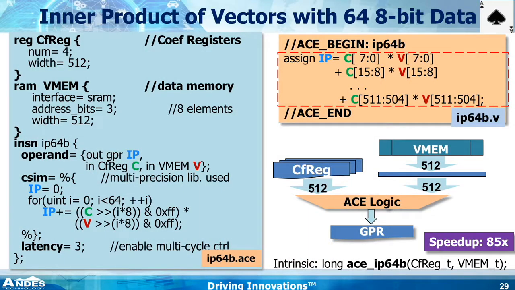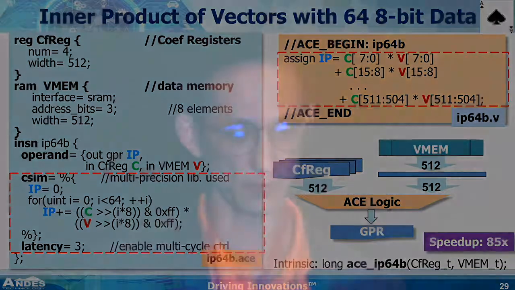So what about the C code, the C simulator part? Because C doesn't have a 512-bit data type, we include a multi-precision library so that you can do that. So you can treat C and V just like 32-bit data. We shift it to the right and extract the bits, do the multiply and accumulate into IP, just like what you did in the Verilog part.